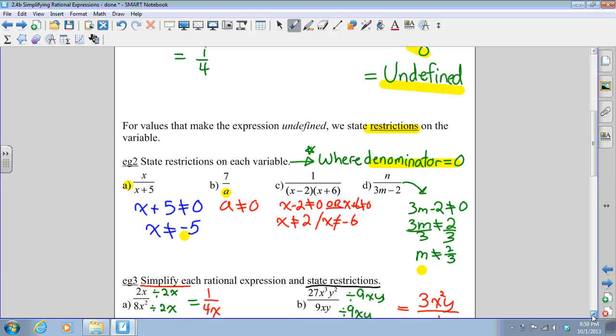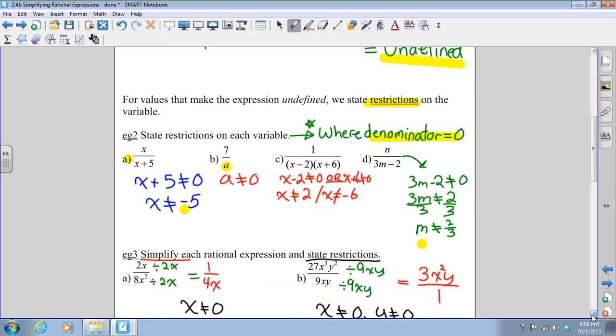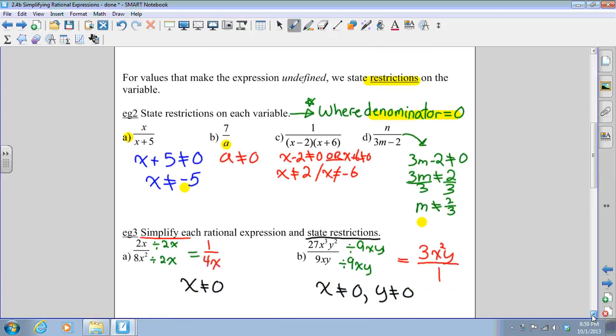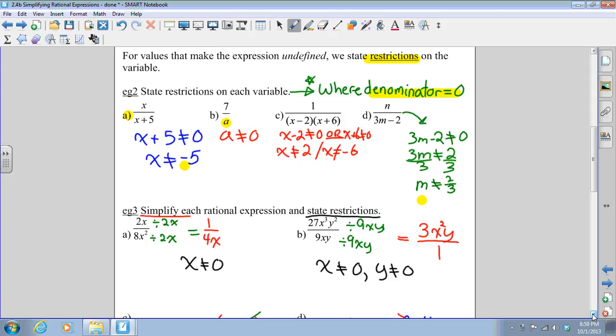Looking at example 3, now we're going to add one more part to this. We're going to simplify each rational expression, and then we're going to state the restriction. So there's two different parts to this question. You could be asked just to simplify a rational expression, or you could be asked just to state the restrictions. However, be careful, ladies and gentlemen, if they ask you for the restrictions, you may need to simplify it in order to be able to see what they are.